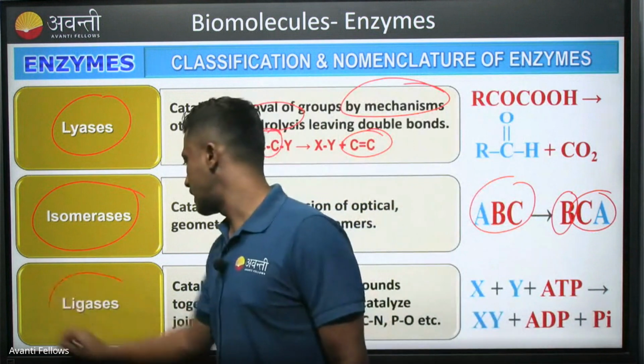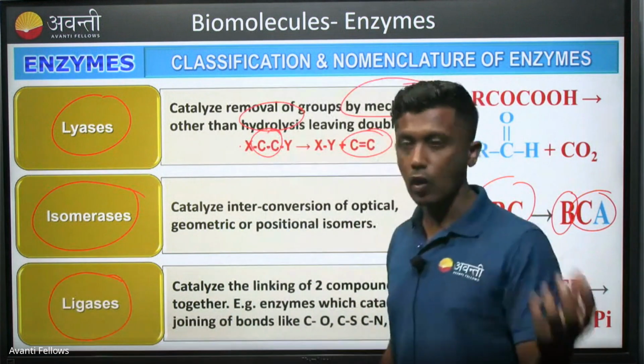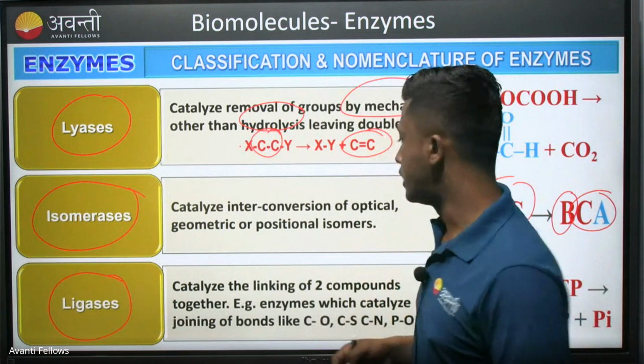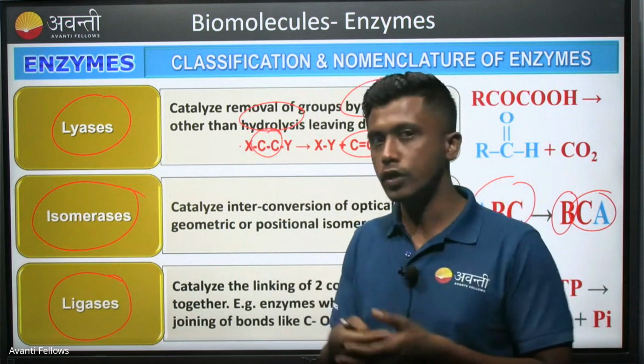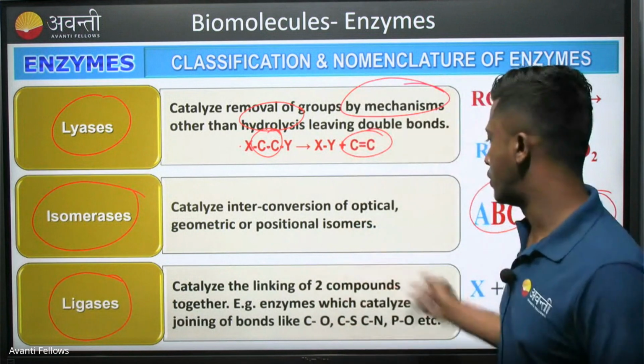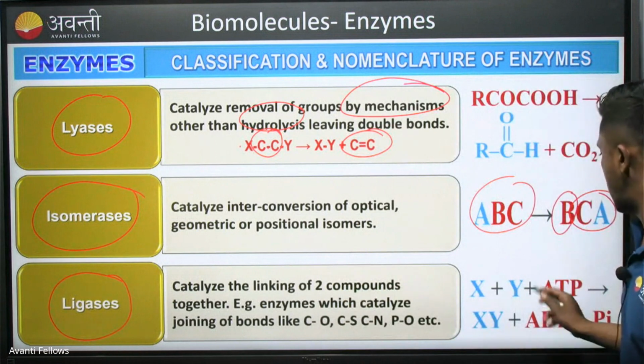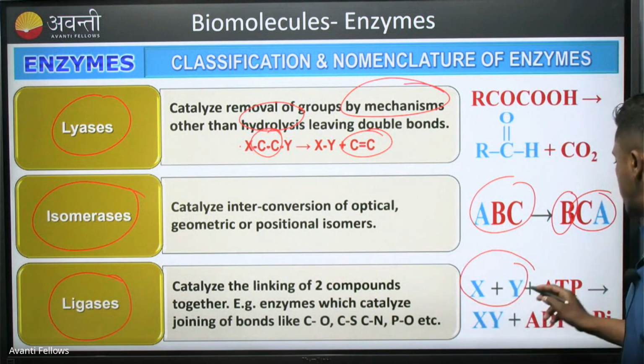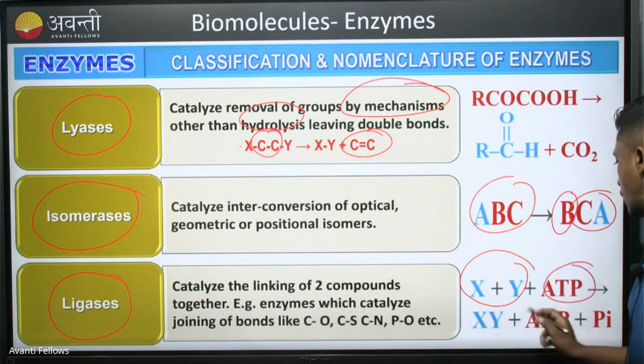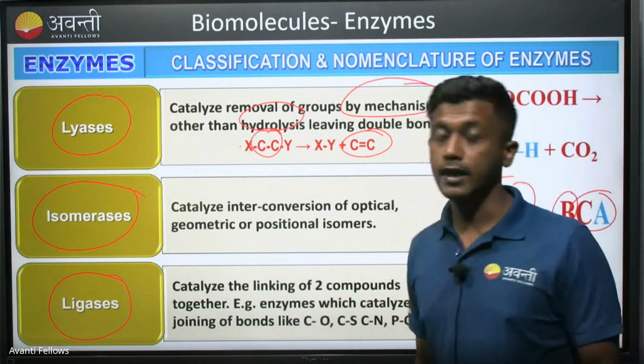Next one is ligases. Ligases are also called gums. What it does is it glues two different groups or two compounds together. For example, if you have X plus Y plus ATP, what it gives is XY plus ADP plus phosphate. So this is called ligases.